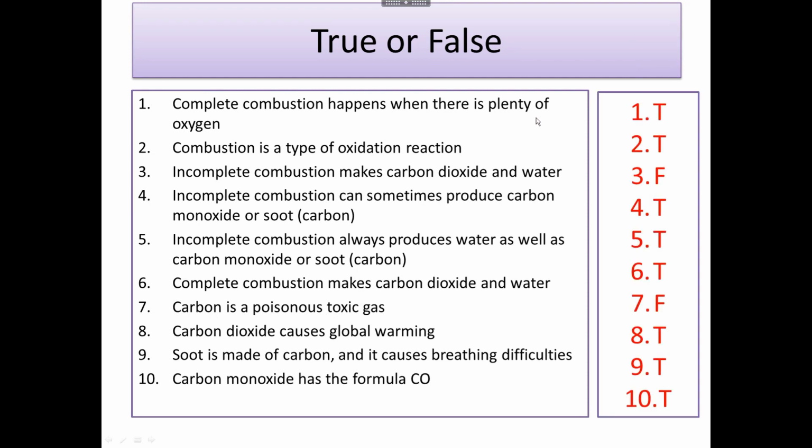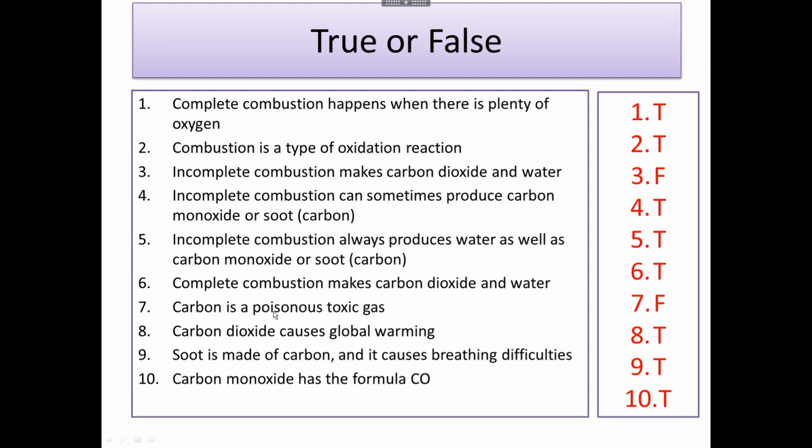Complete combustion needs plenty of oxygen. True. Combustion is a type of oxidation reaction. True. It needs oxygen to make it react. Incomplete combustion makes carbon dioxide. No. False. Incomplete combustion can sometimes produce carbon monoxide or soot. Incomplete combustion produces water. Yes, it does. Carbon monoxide plus water is made. True. 6. Complete combustion. Yeah, that's true. Makes carbon dioxide and water.